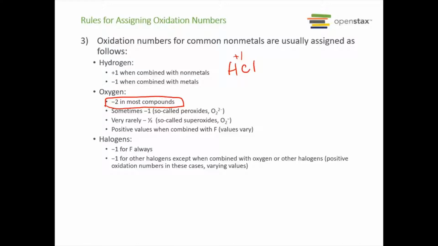For halogens, fluorine is always an oxidation state of -1. Always -1. The other halogens in general are -1 unless they're combined with oxygen or another halogen. Then they're going to have a positive oxidation number. That will vary, and you have to solve for it. So going on that, we figured out that in HCl, hydrogen would be +1 since it's with a nonmetal, and chlorine here would be a -1 oxidation state.